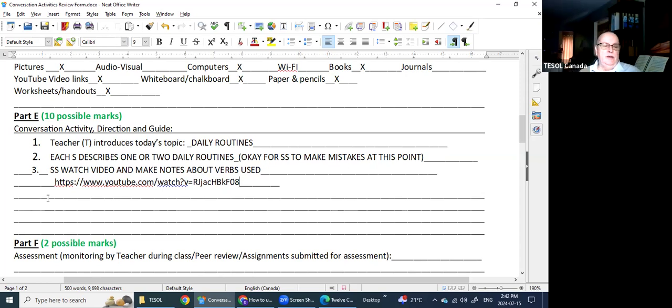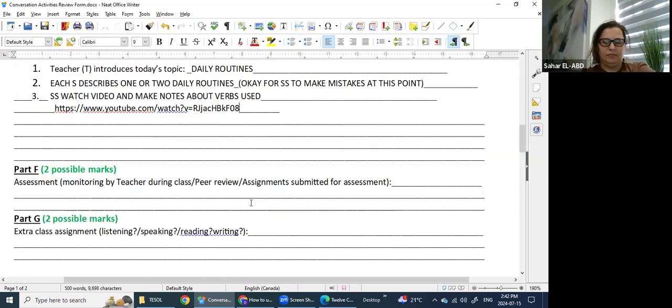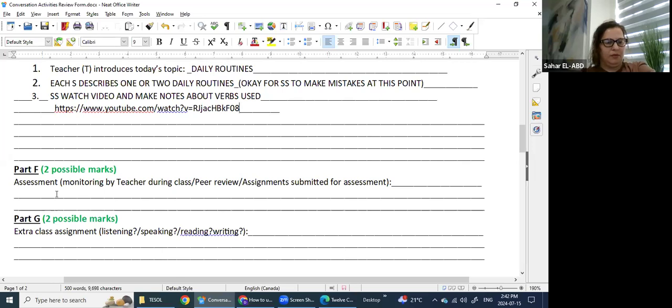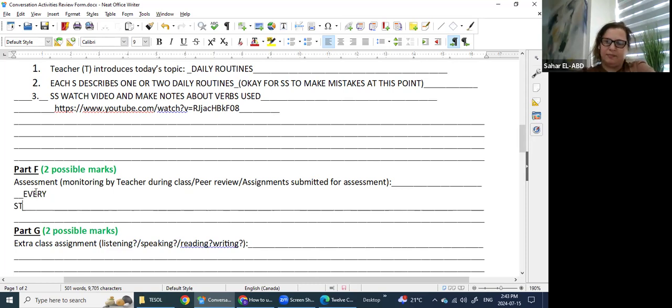So you see how we build the lesson plan this way. Now, what kind of assessments could we use? Speaking assessment, like every student has to prepare a short paragraph about his daily routine and say it to his classmates.